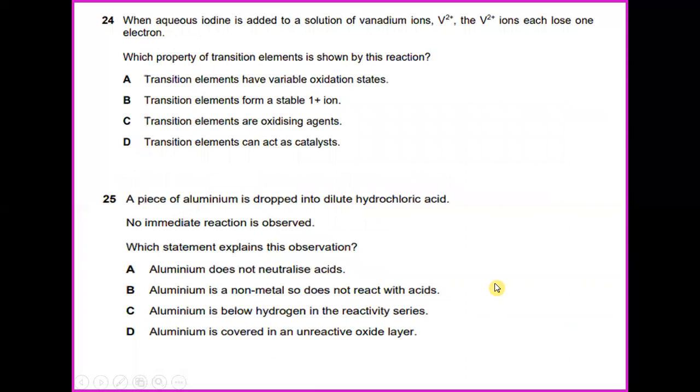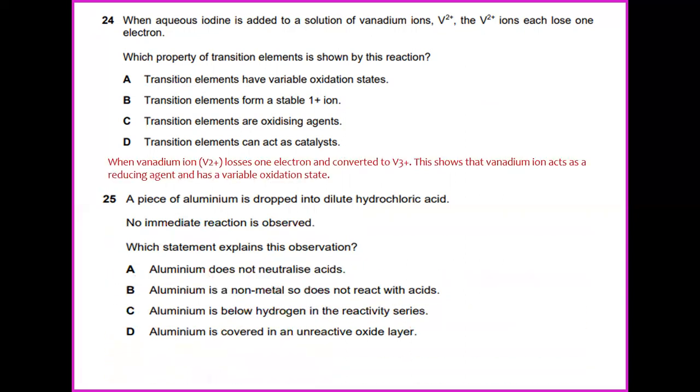Next, when aqueous iodine is added to a solution of vanadium ion V2 positive, the ions each lose 1 electron. So when vanadium ion 2 positive loses 1 electron and is converted into V3 positive, this shows that vanadium ion acts as a reducing agent and has a variable oxidation state. So the answer for this would be A. Transition elements have variable oxidation states.